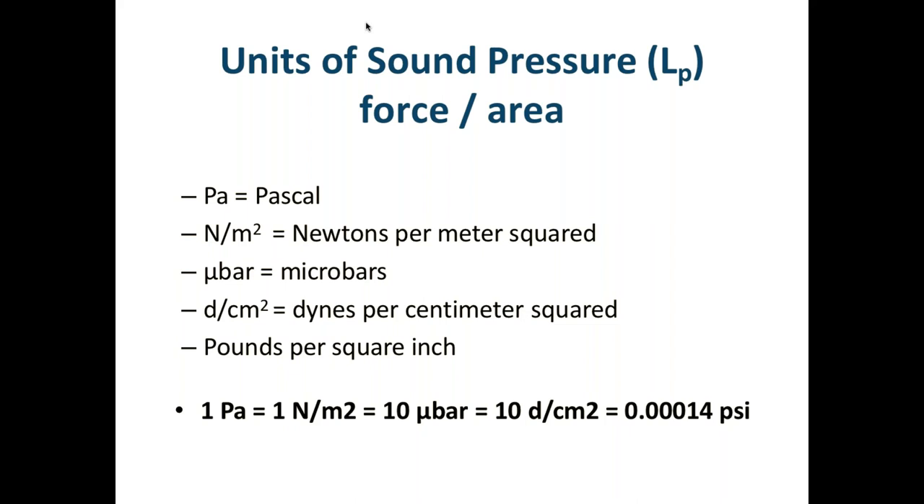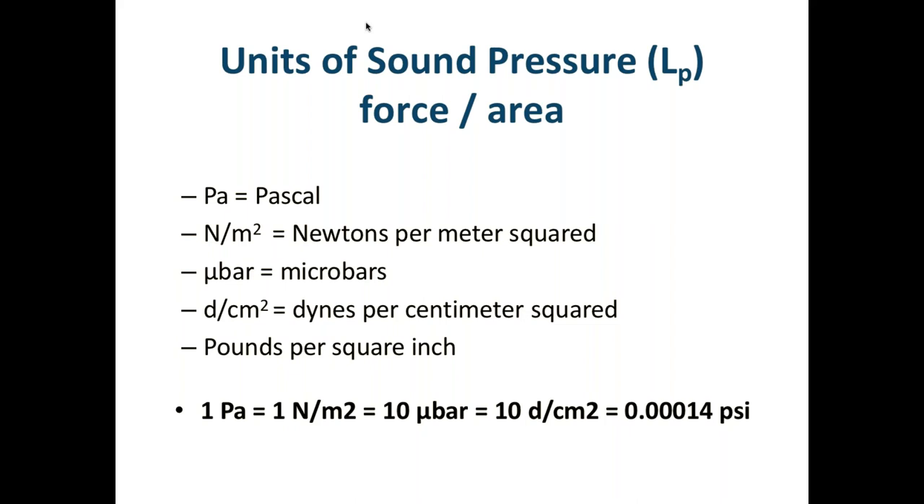Okay. There's a lot of different units that we can use for pressure. So, for instance, in English units, we use pounds per square inch. That's not going to be practical here because pounds per square inch is just a relatively giant, gross measurement compared to the levels of pressure that we're going to be dealing with. Instead, we're going to be dealing with metric units, typically newtons per meter squared or dynes per centimeter squared. A dyne and a newton are both measures of force, and of course centimeter squared and a meter squared are area. So what we're looking at here in terms of sound pressure levels are forces over unit areas.